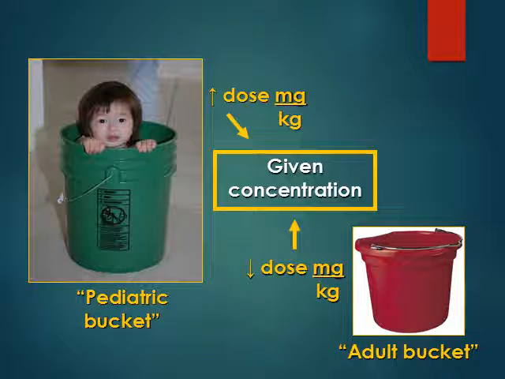Essentially, pediatric patients are basically just big buckets of water. Because of that, they in general need a higher dose on a mg per kilogram basis to get the same concentration as an adult, because so much more of the drug is distributed out into the tissues. For example, to get a given concentration, you may need to give 100 milligrams to a pediatric patient versus only 50 to an adult, because of the higher volume of distribution.